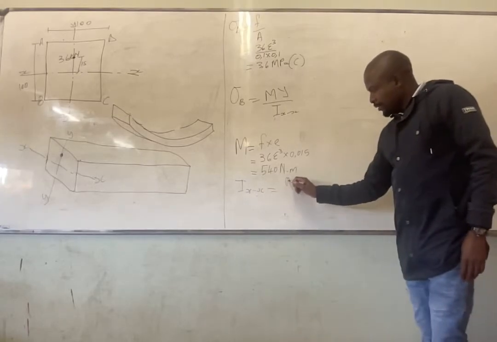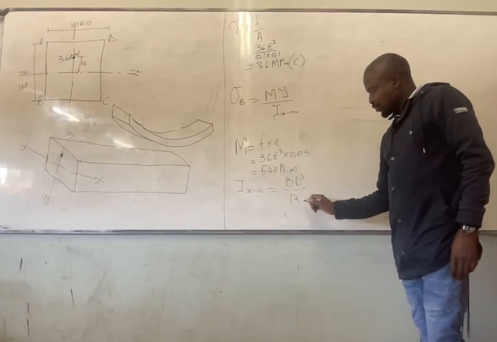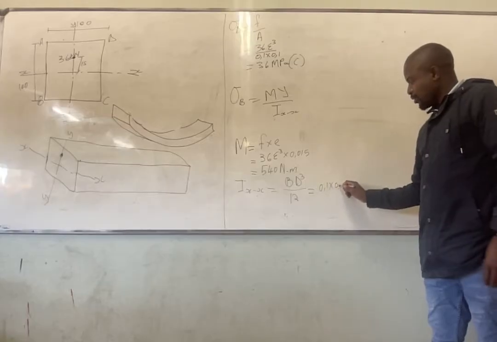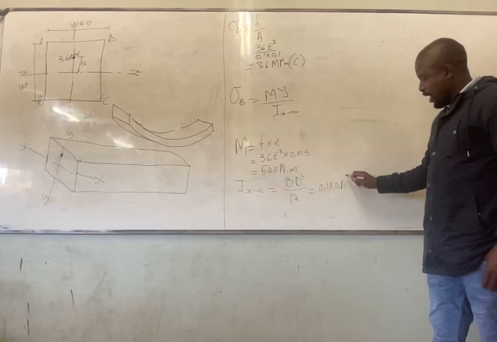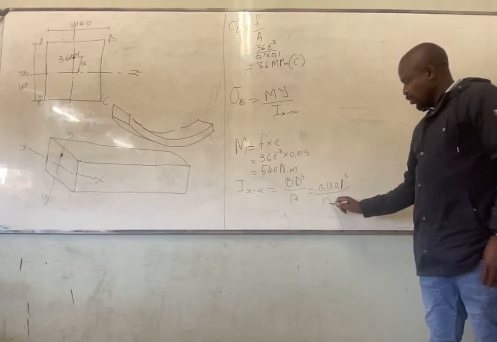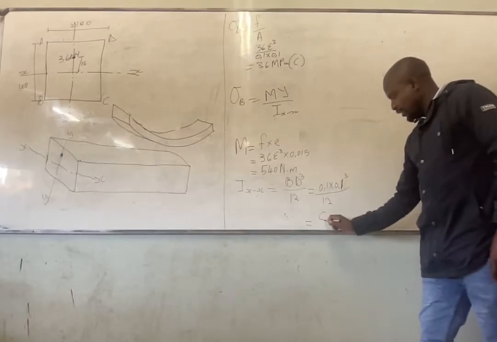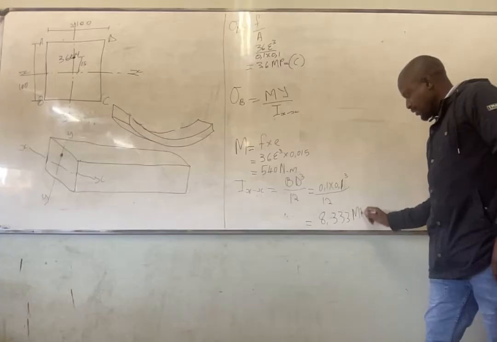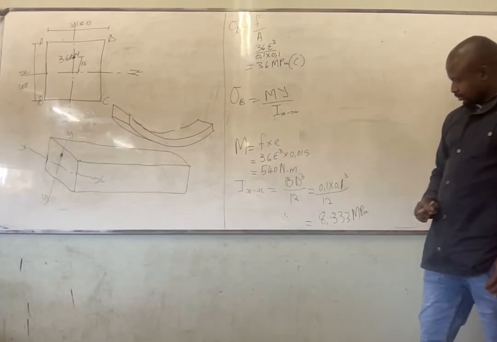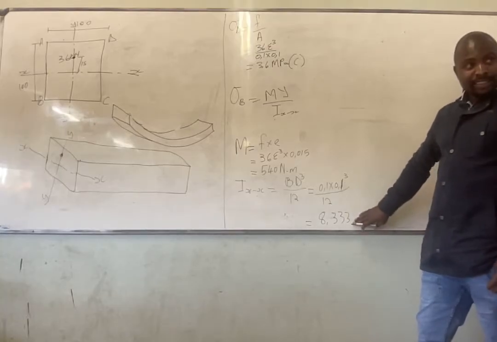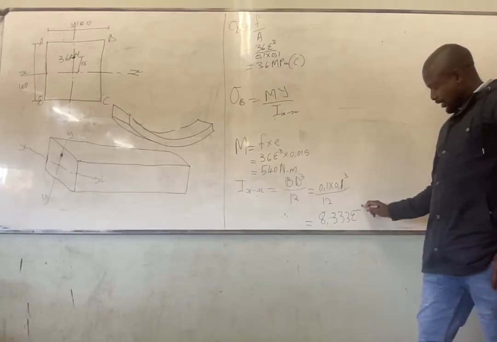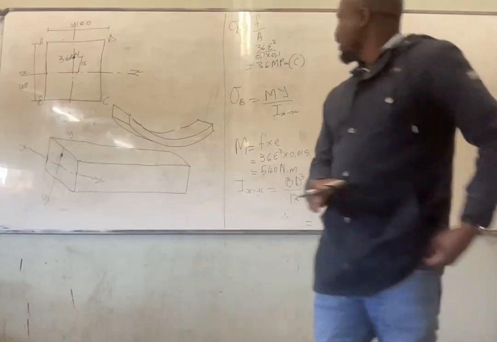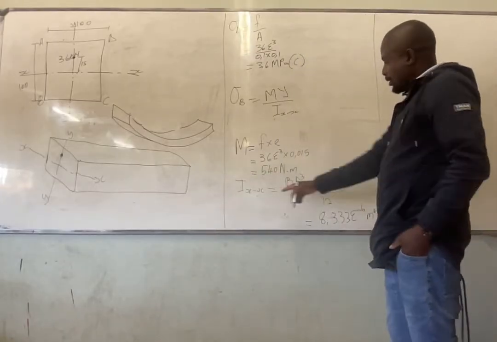So now let us calculate our Ix, which is what? B H cube over 12. When we substitute 0,1 times 0,1 cube over 12, what do we get? 8,3 exponent negative 6. Is that correct, ne? No, it's not correct. I'm wrong, ne? So what's the right answer? Exponent negative 6 meters to the power 4. Yeah, you're right. Okay, now we have our I.